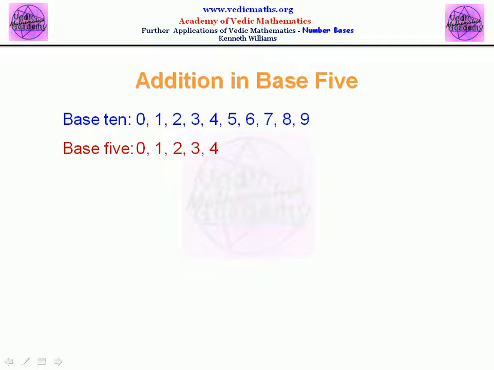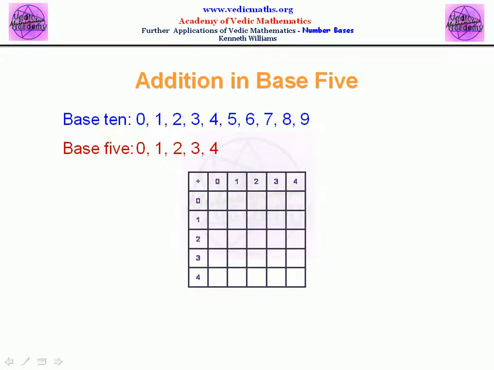Now let's look at addition in base 5. We can put our addition totals for the basic digits in a box like this, in a table like this. The only digits in base 5, of course, are 0, 1, 2, 3, 4, and we've got those along the top, 0, 1, 2, 3, 4, and down the left-hand side, 0, 1, 2, 3, 4. And in each box, we put the total of the number above and to the left. So 0 and 0 is 0. 0 and 1 is 1. 2, 3, 0 and 4 is 4.